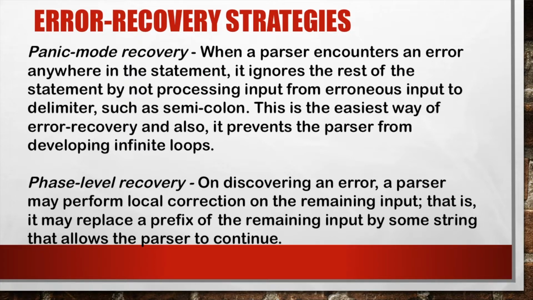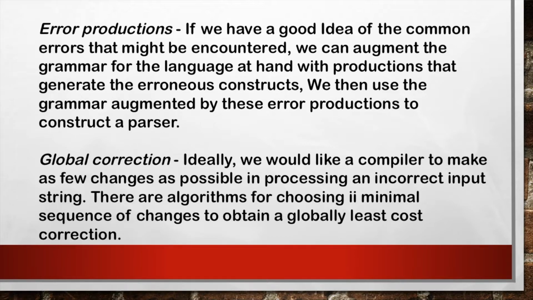Next is phrase level recovery. The parser performs local correction on the remaining input when an error is detected. An example of local correction may be replacing a prefix by some string, replacing a comma by a semicolon, or inserting a missing semicolon. The next error recovery strategy is error productions and global correction. Error productions: common constructs are augmented to the grammar by considering common errors that occur. These productions detect the anticipated errors during parsing.